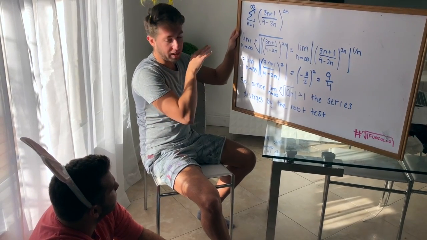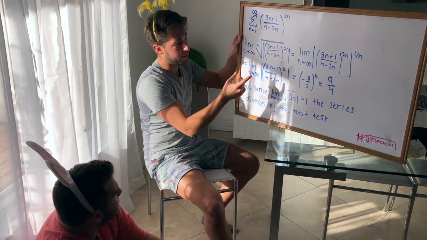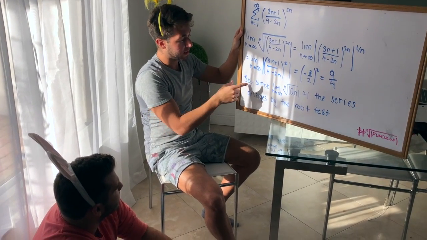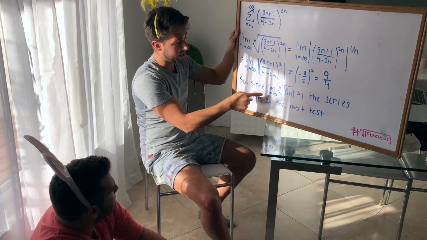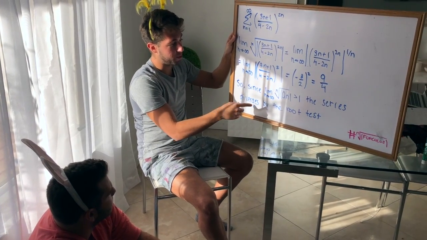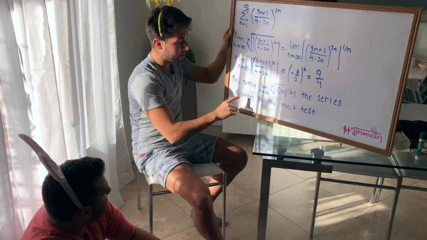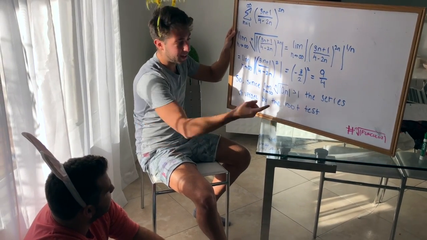So when you find the limit of all of that format, you get 9/4, which is greater than 1. So, since the limit as n goes to infinity of the nth root of the absolute value of a sub n is greater than 1, then the series diverges by the root test.